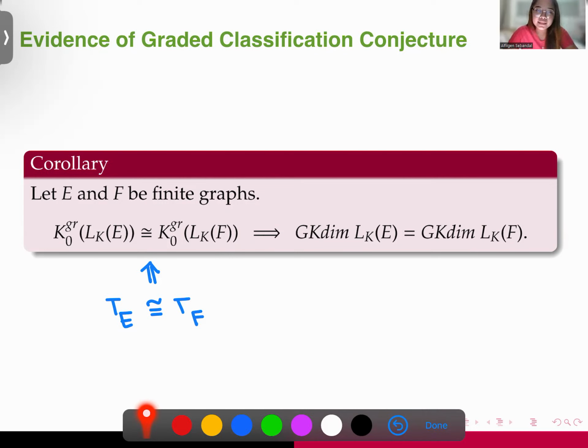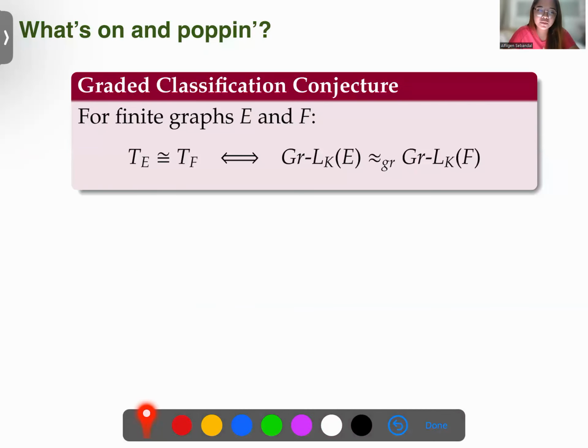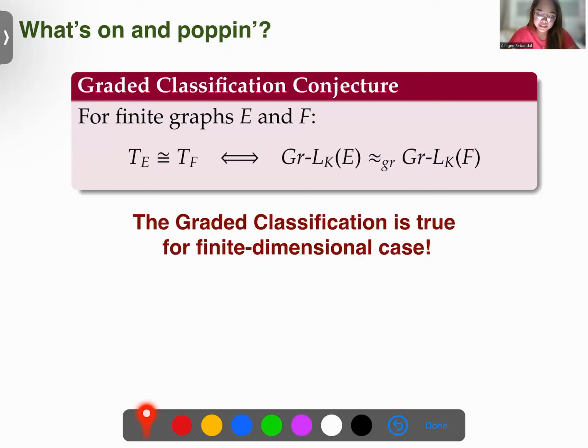And finally, what's going on with the graded classification conjecture so far, since it was formulated a decade ago in 2013? In a future and upcoming paper with Roozbeh and Wolfgang, we have shown that this graded classification conjecture is actually true in the case of finite dimension, meaning the dimension of the objects you find in this category is finite.